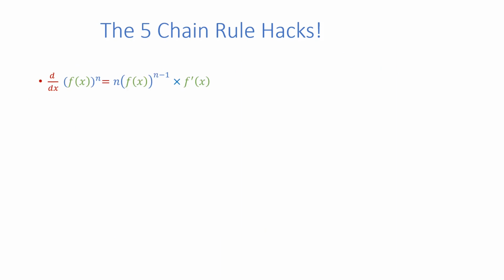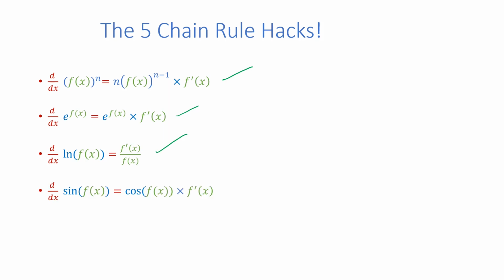So let's do a quick summary. Anytime we want to derive f of x to the power of n, we use this equation. Anytime it's e to the power of f of x, we would use this. When it's ln of f of x, then we would use this equation. When it's sine of f of x, it becomes this. And when we're deriving cos of f of x, it becomes this.